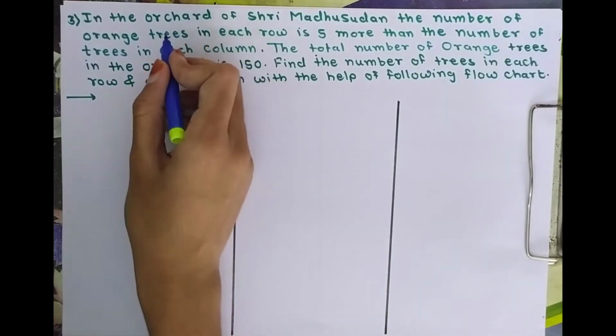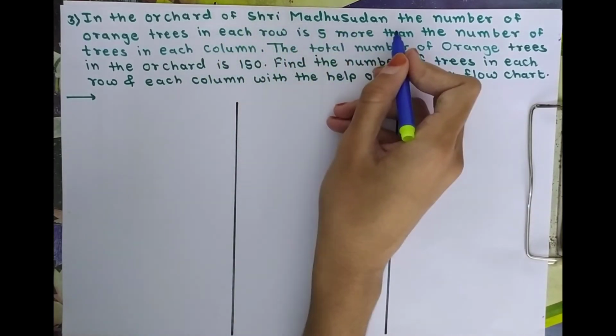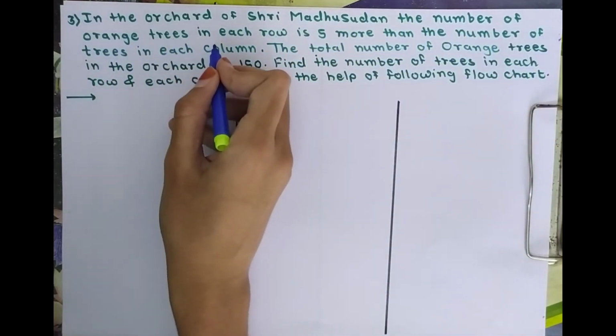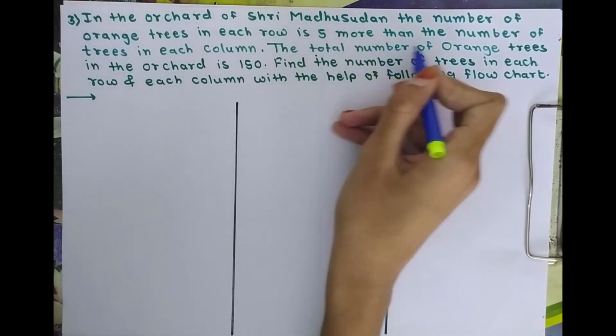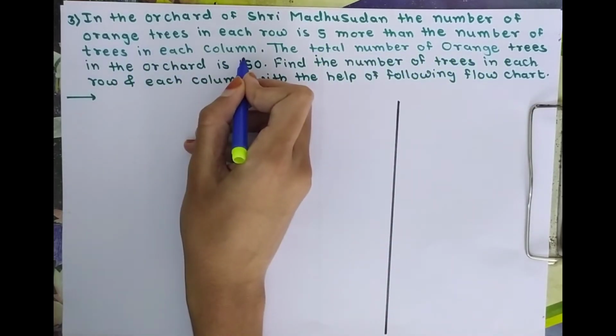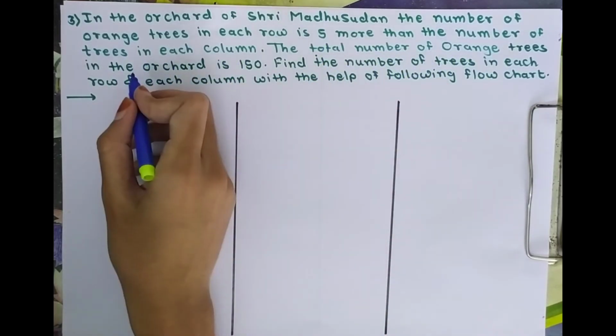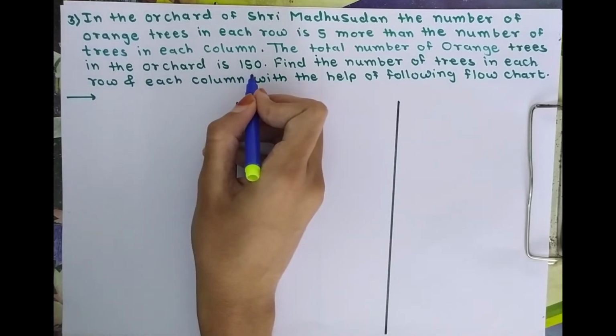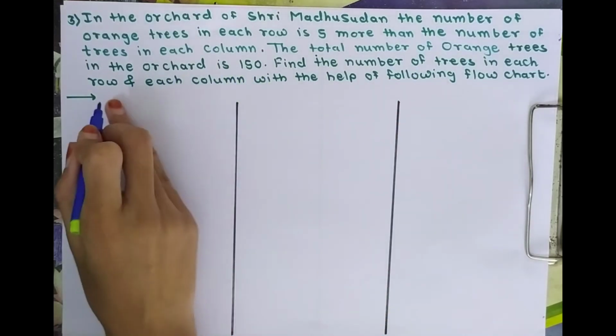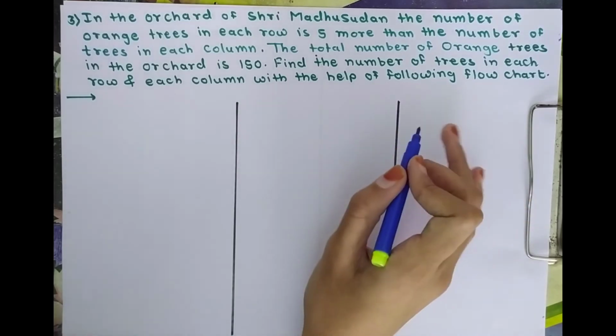Question number 3 is: In the orchard of Shri Madhusudan, the number of orange trees in each row is 5 more than the number of trees in each column. The total number of orange trees in the orchard is 150. Find the number of trees in each row and each column with the help of the flowchart.